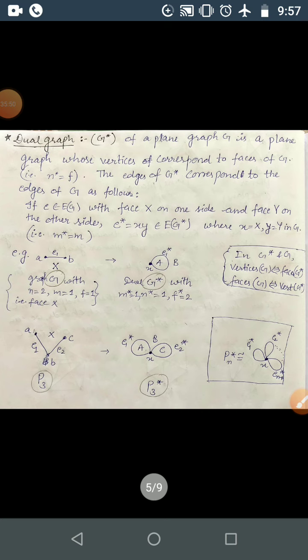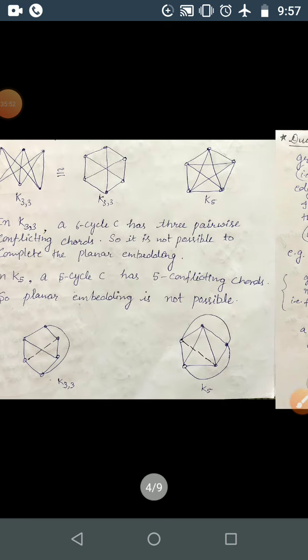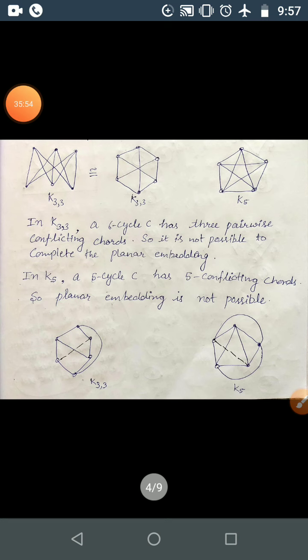So next is dual of graph, that I will discuss in next lecture. So here some more problems we can just discuss, correct?